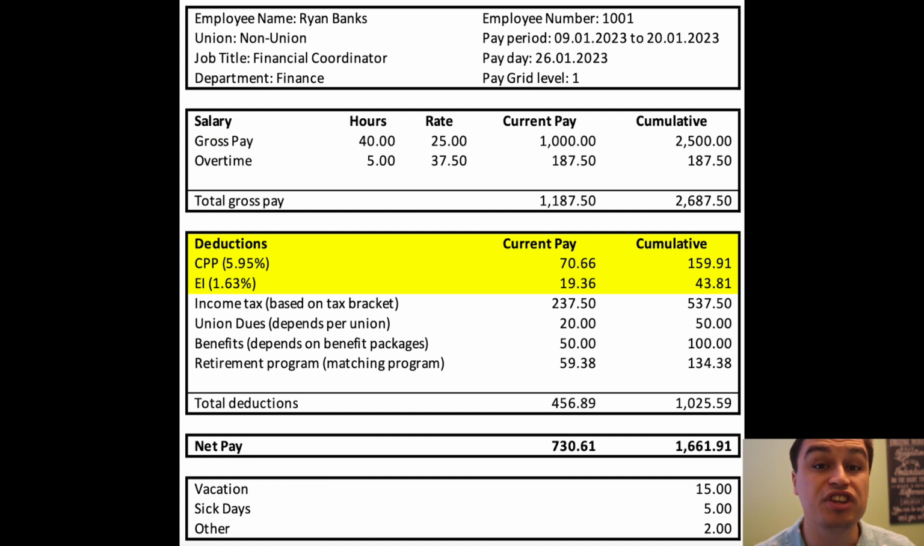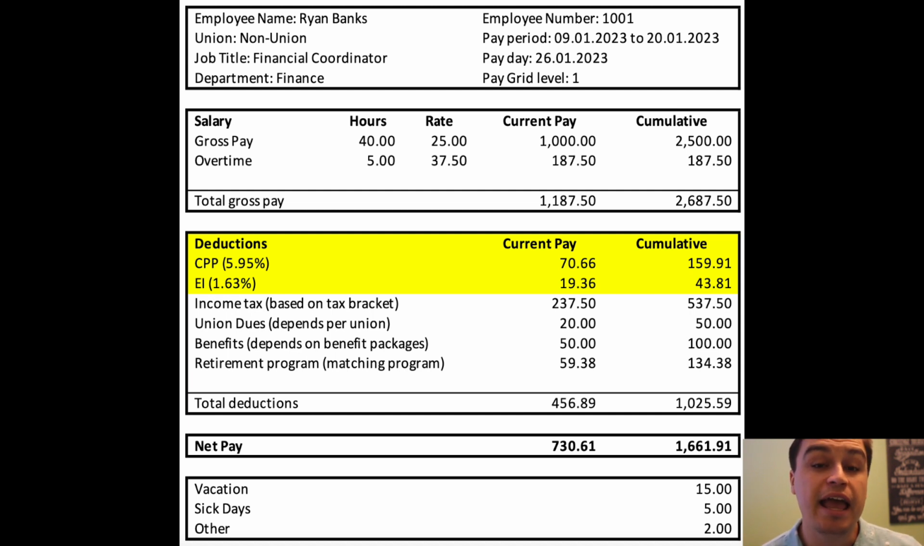The first couple of deductions I'll be covering with you today are the most common ones. The first one is Canadian Pension Plan, or CPP for short. And the second one is Employment Insurance, or EI for short. So both of the deductions are based off of a percentage of your gross income. So for CPP, it's 5.95% for 2023. And for EI, it's 1.63% in 2023. Remember though, these amounts are capped at a certain amount.